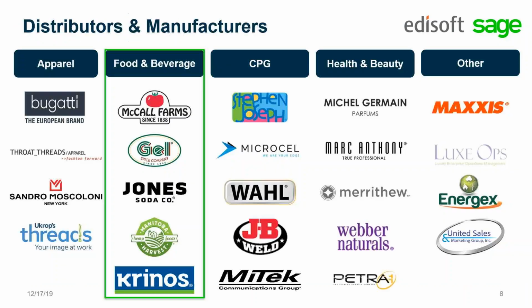So Edisoft's target market. Today, in front of you is a sample of some of our Sage 300 end users across multiple vertical industries. These are all distributors and manufacturers: apparel, food and beverage, consumer packaged goods, health and beauty, other. Within the other column, Maxis is in the automotive industry, providing tires and accessories like that. Luxops is actually a third-party logistics provider. Energex is a fuel and energy company.